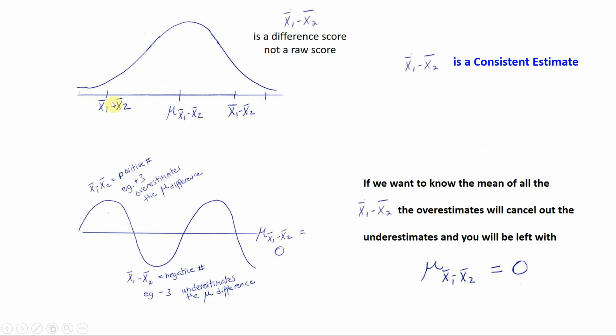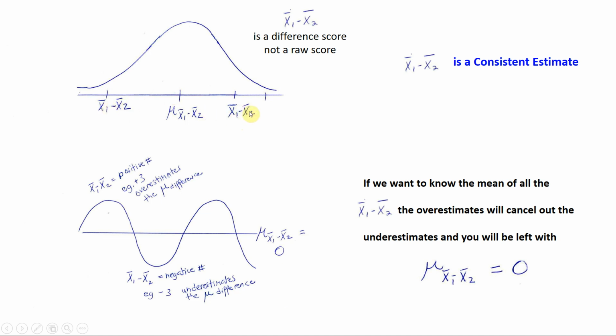Okay? So here is a picture of the sampling distribution of difference. Now remember, this is a difference score. It's the difference between two sample means. It's not a raw score. Similarly, this is a mean, but it's the mean of all of these differences.